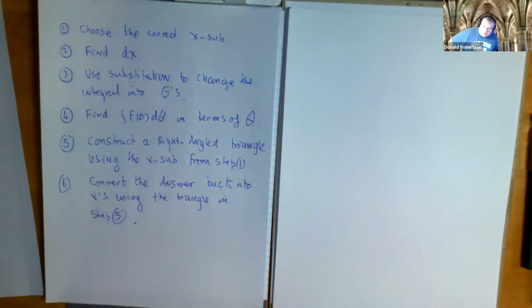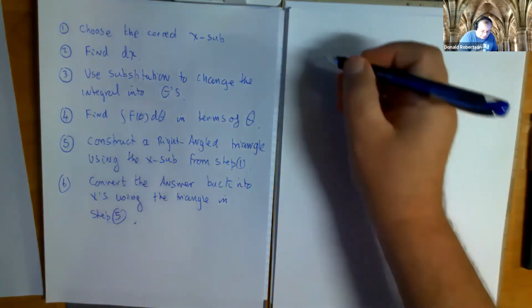First stage, we've already done. Choose the correct x sub. Then we're going to find the dx. Step 3 is use substitution, and we're going to change the original integral so it's now in terms of theta. And then we're going to solve, right, integrate it, that's 4. And then we are going to do 5 and 6, which is how you get it back to being x's. So there is a lot of work on that.